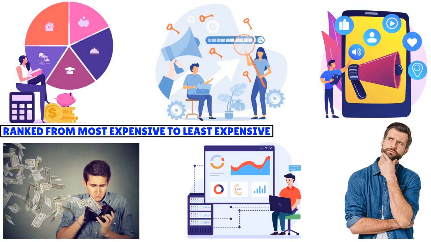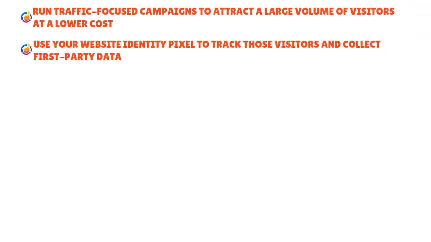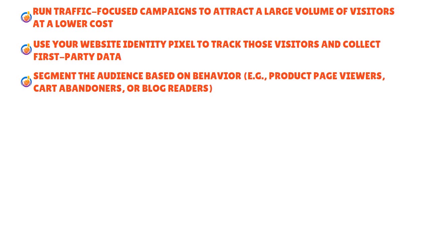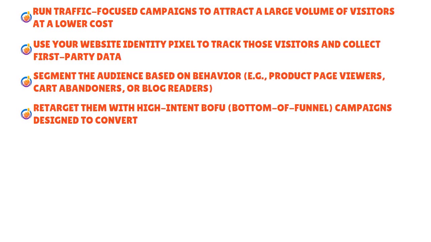So you want to make sure that you are running traffic focused campaigns to attract a large volume of visitors at a lower cost. You want to use your website identity pixel to track those visitors and collect first party data. That's going to help you big time. You want to segment the audience based on behavior, for example, product page viewers, cart abandoners, or blog readers. You want to retarget them with high intent BOFU campaigns designed to convert.